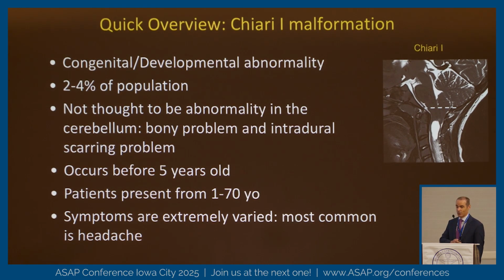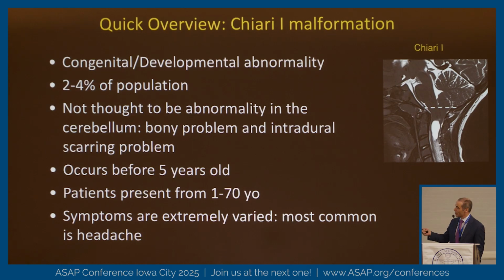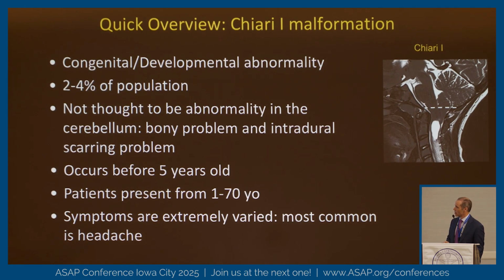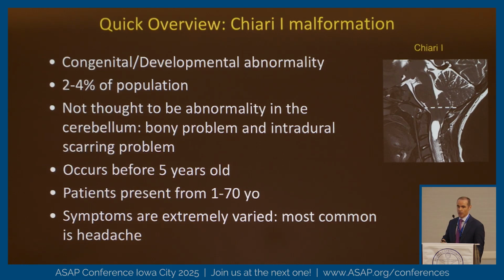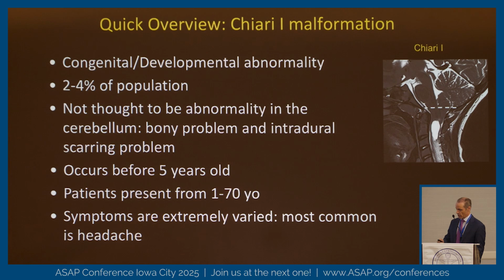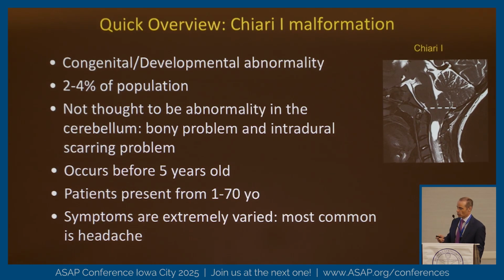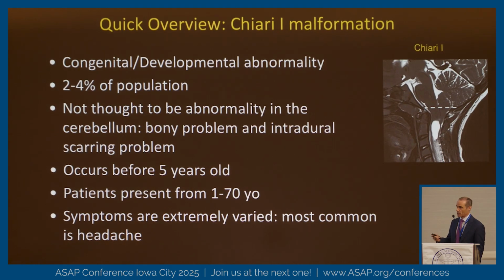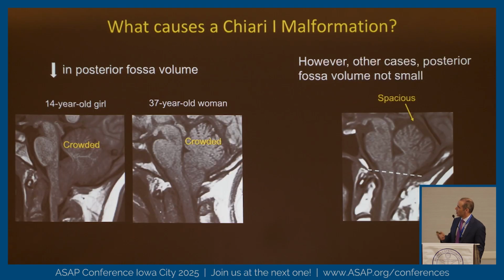We have patients that present, though, from infancy, below 1 year of age, to 70 years of age. And symptoms are extremely varied. The most common, though, we think of is this Valsalva-induced occipital headache. The typical radiological criterion is more than 5 millimeters below this opening. We call it a Chiari malformation, although that can vary depending on the patient's own anatomy. You can see here a syrinx as well.